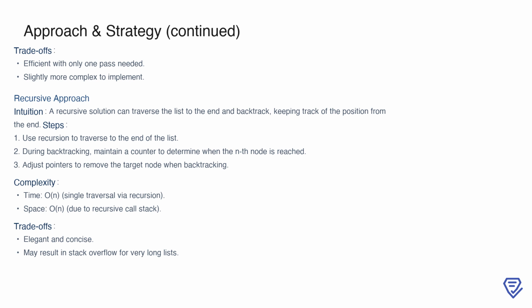However, every approach comes with trade-offs. While the two-pointer technique is efficient, it does involve slightly more complex pointer manipulation compared to the brute force method. Additionally, there's the recursive approach, which offers an elegant and concise solution. In this method, we use recursion to traverse the list to the end and then backtrack while keeping track of the node's position from the end. During backtracking, we identify the nth node and adjust pointers to remove it.